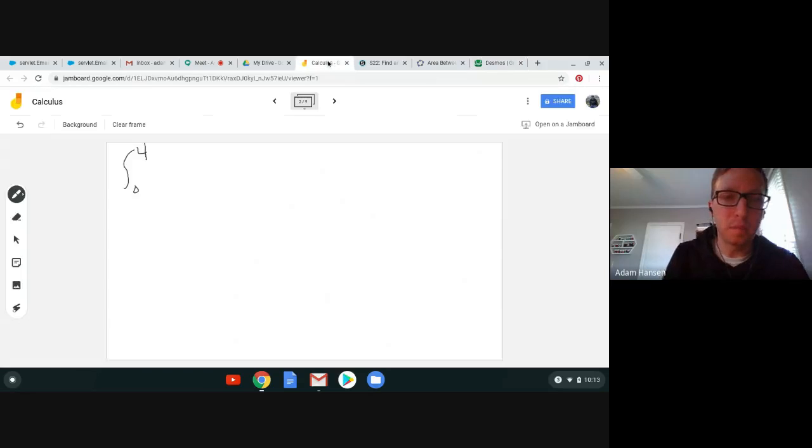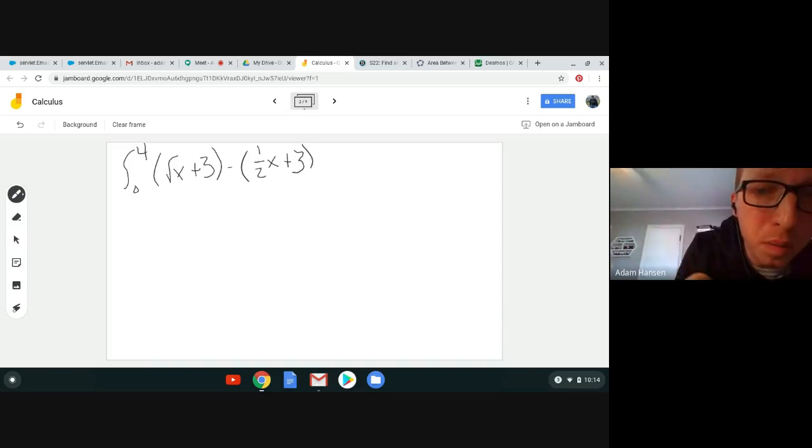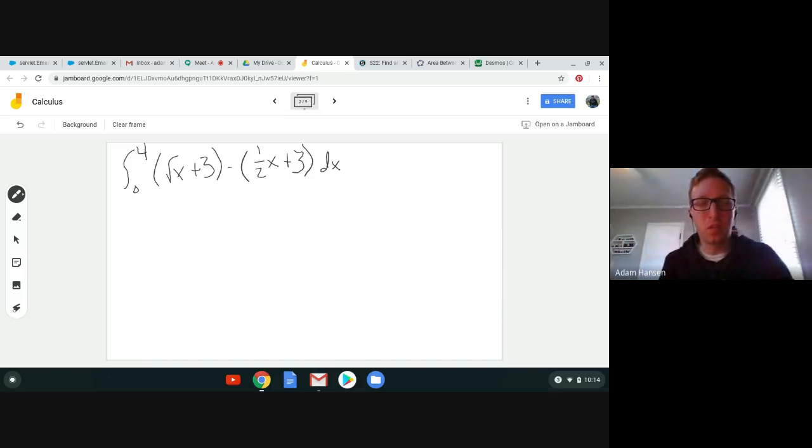So back here, we'll do the integral of square root of x plus 3 minus 1/2 x plus 3 dx. This would be the definite integral that gives us the area between the curves.